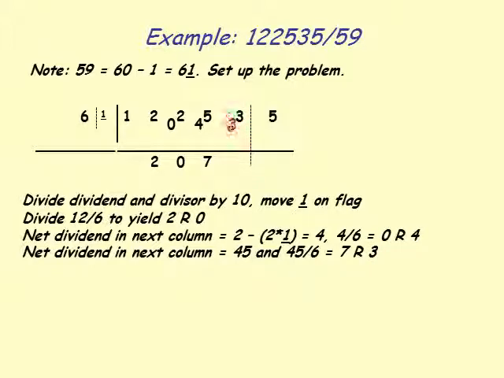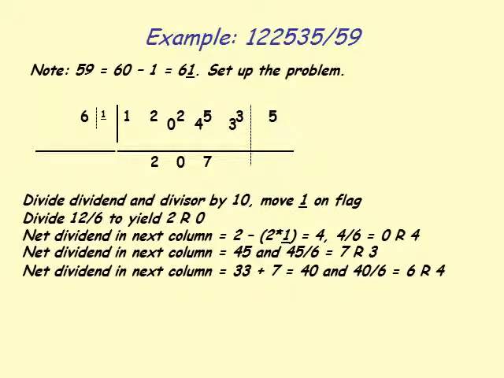Now let's work on this column here. The net dividend in the next column is 33 here, minus 7 times -1, which is 33 plus 7 is 40. Okay, and I have a net dividend of 40. I would divide that by 6. 40 divided by 6 is 6, remainder 4. Let's continue here. We got 6, remainder 4.